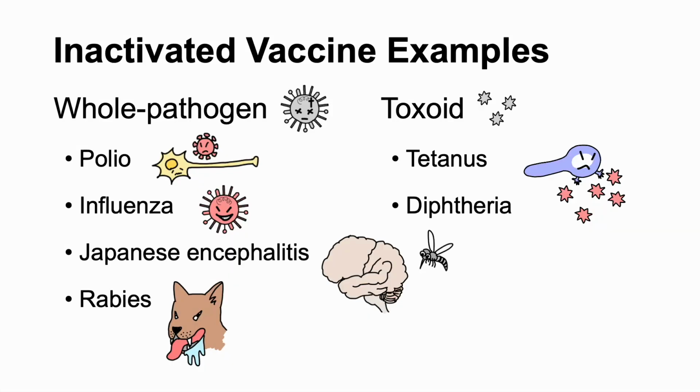Finally, let's look at some common inactivated vaccines used today. These include whole pathogen vaccines such as polio, influenza, Japanese encephalitis, and rabies. Toxoid vaccines like tetanus and diphtheria are also inactivated vaccines.